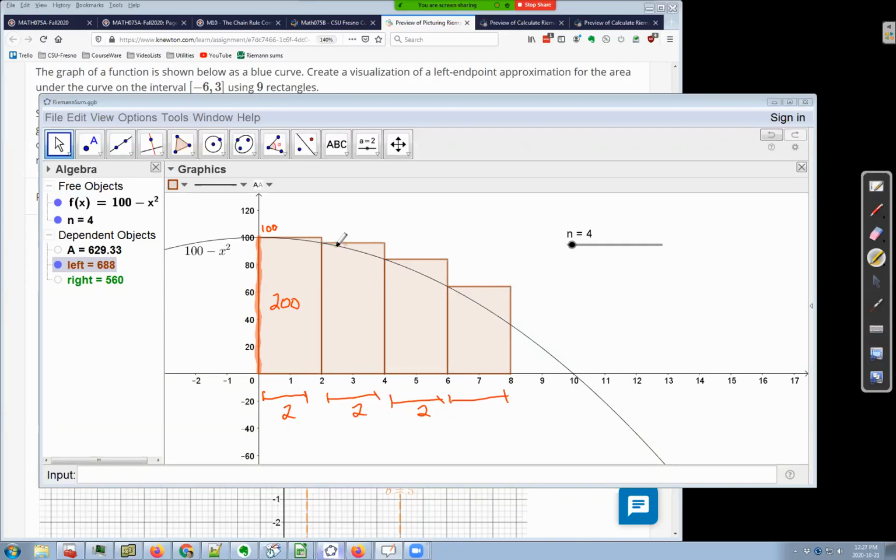And similarly, I can do the same thing here. I can say, okay, the second rectangle, the height of the second rectangle is where the left-hand side of the second rectangle hits the function. And so in this case, that would be 96. So this rectangle would be 192. And then this one would be, if I plug 4 in there, I get 86. Wait, 84.